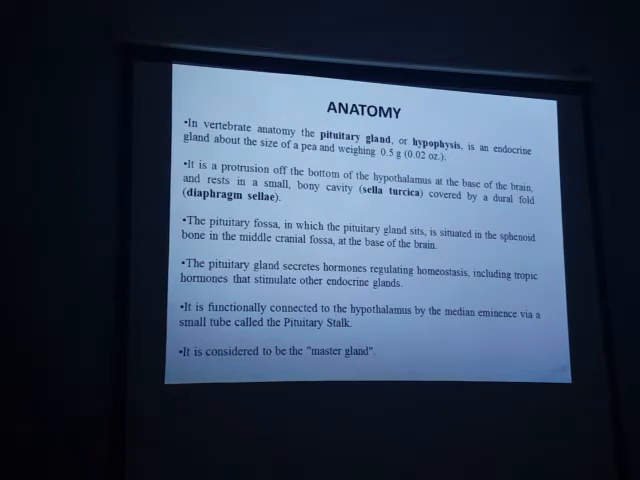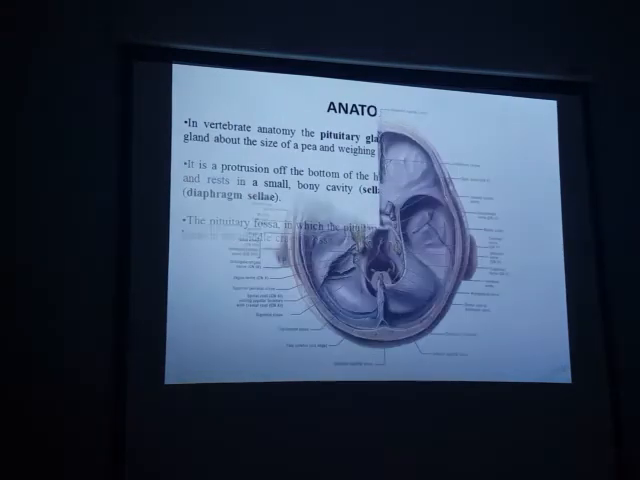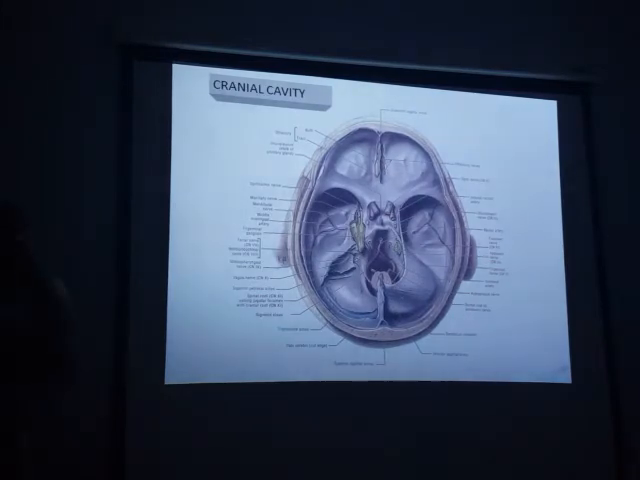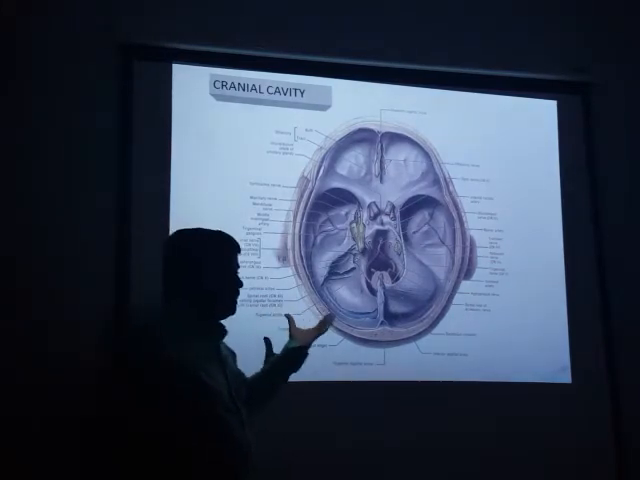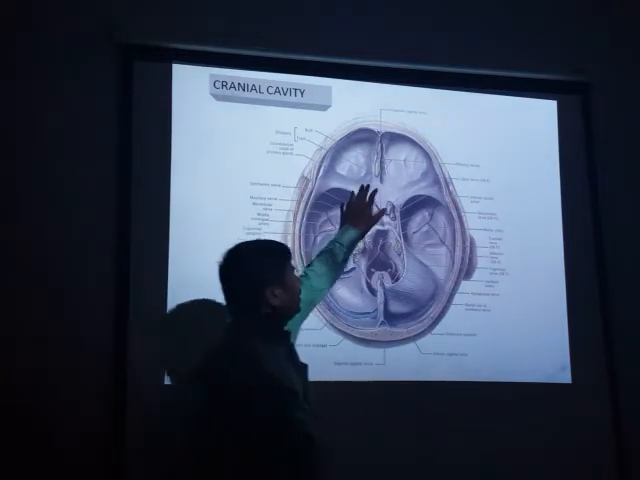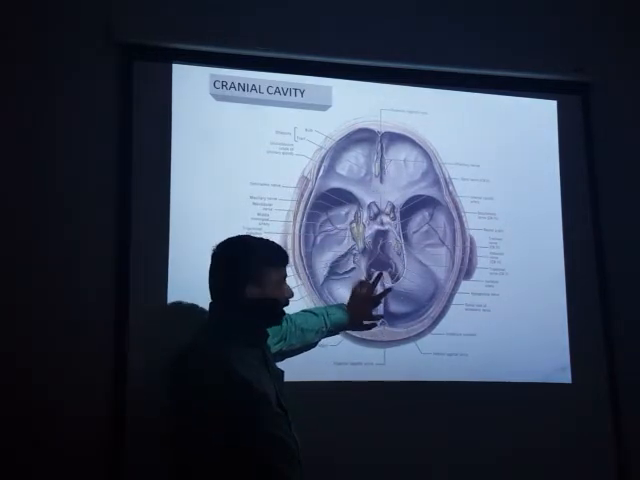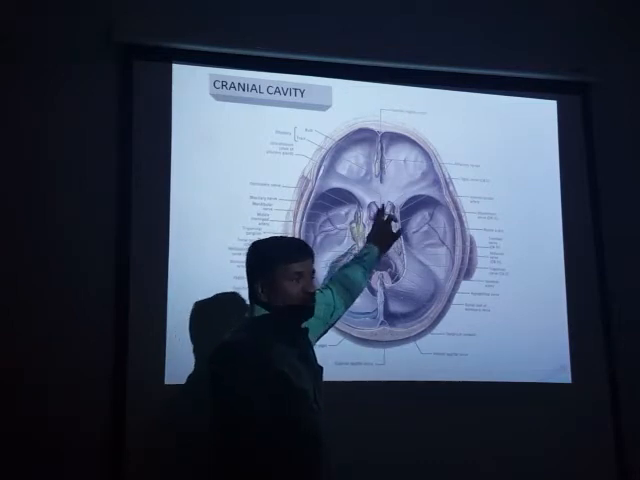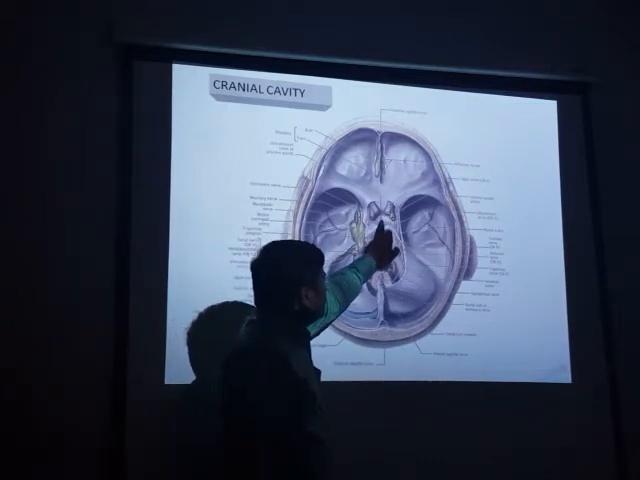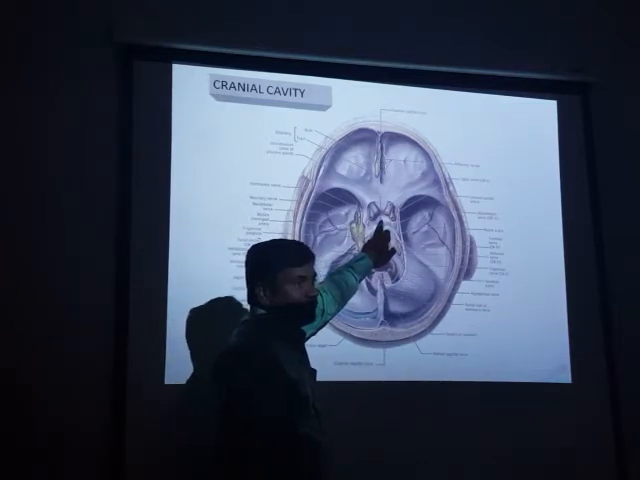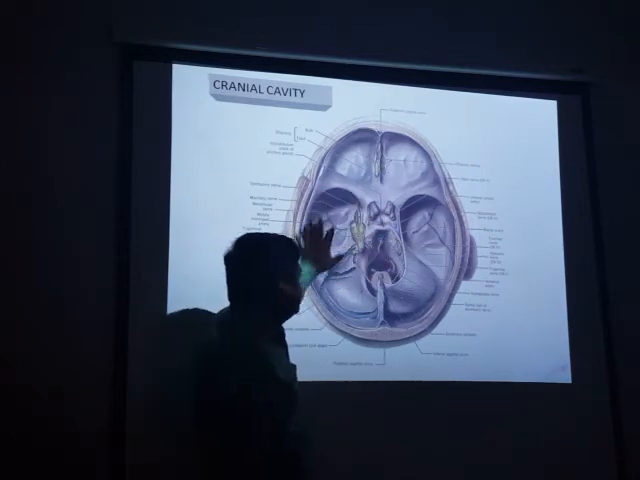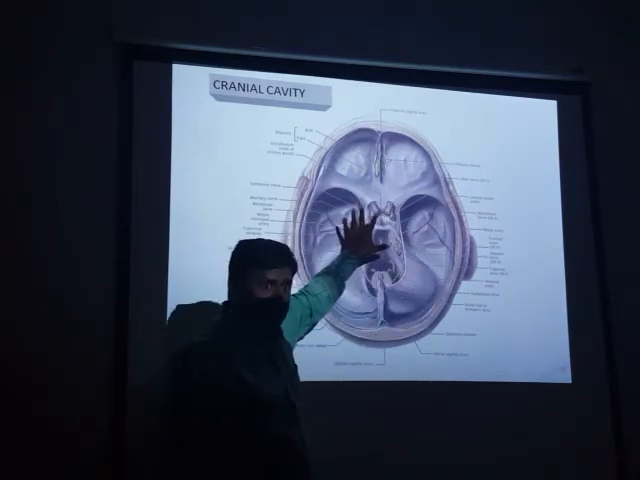So it is considered to be the master gland. Yes, this is the picture of the skull, cranial cavity, okay? Showing you the anterior cranial fossa, the middle cranial fossa, the posterior cranial fossa, okay? The center, this is the sphenoid bone. Here is the pituitary stalk, okay? So this blue, all blue, is the dura, the dura mater, okay?